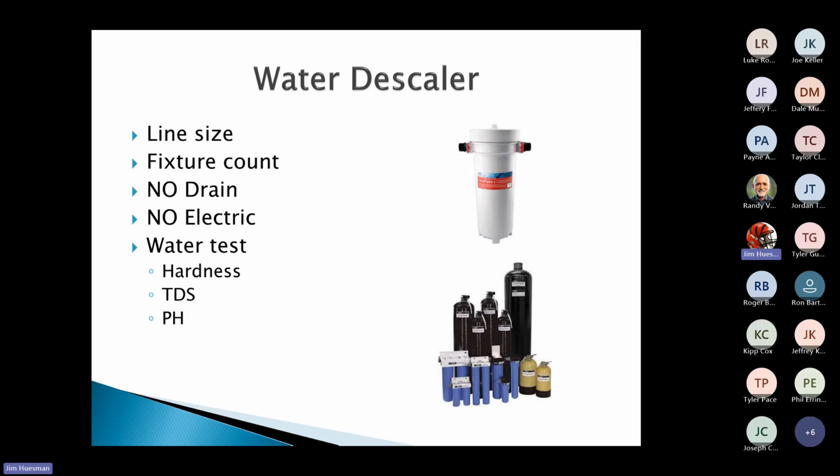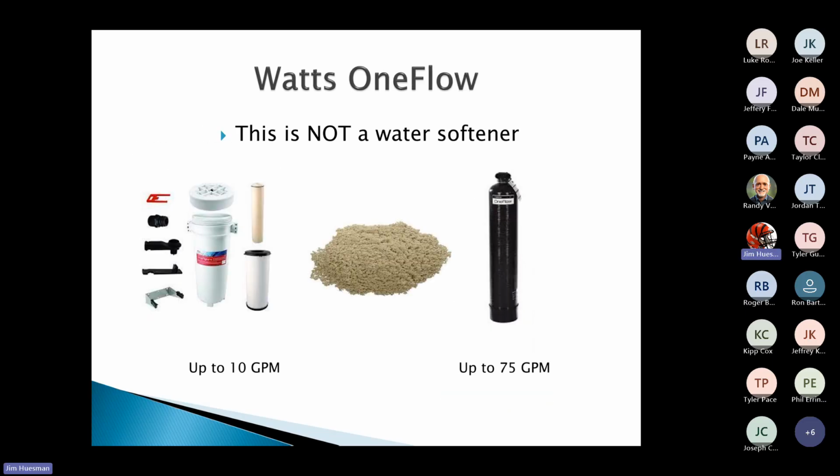So again, fixture counts are great, but I really want to emphasize, we don't need drains, we don't need electric. So these are systems that you can place almost anywhere. If you have a building, a house, or a project that has no water softener, no water conditioning, you don't need to have the electrician come in or have the plumber tear up the floors and bring drains over. These can be placed anywhere in the system.